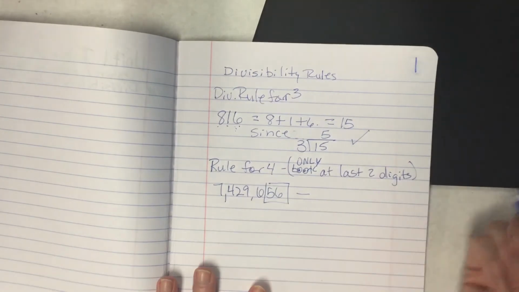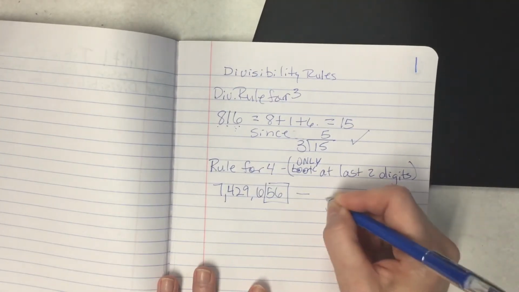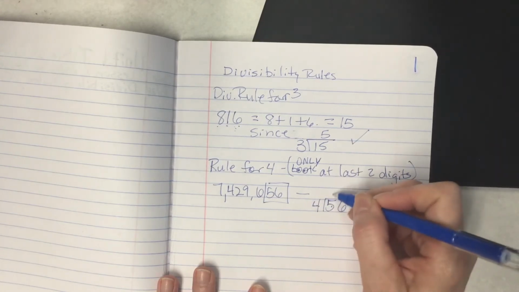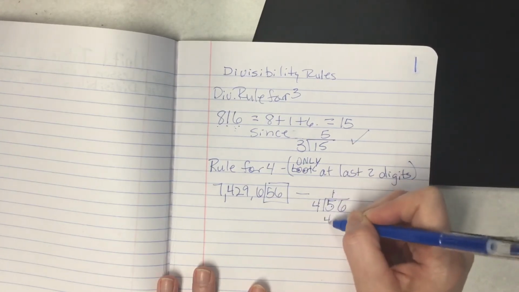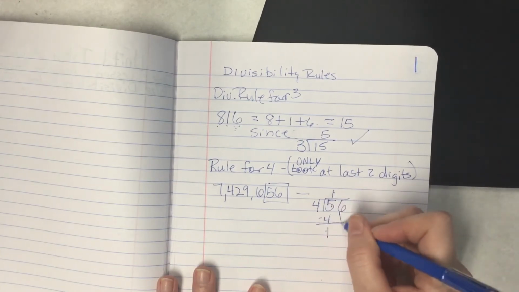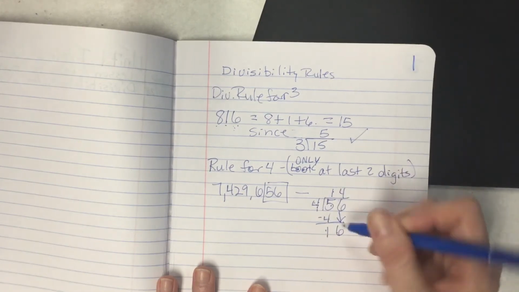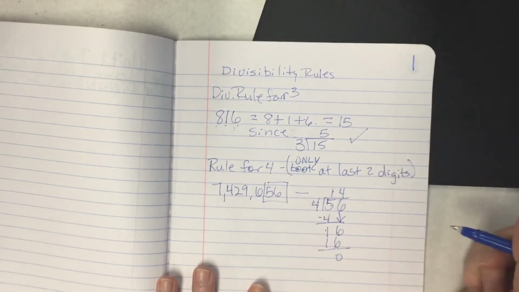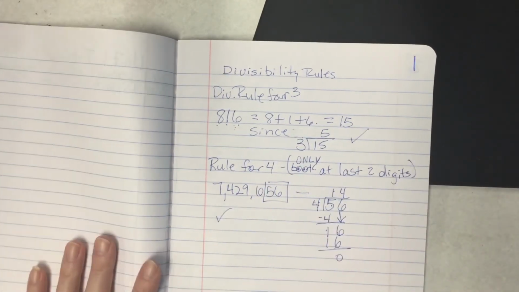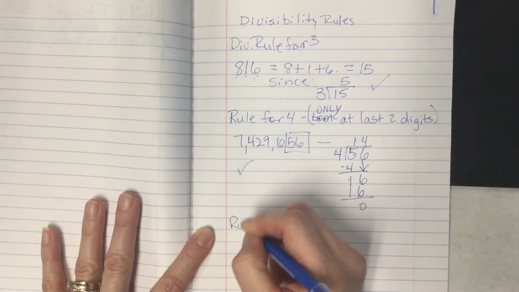And so to test it out, I can go right here, 5, 6. Is that number divisible by 4? So 4 goes into 5 one time. 1 times 4 is 4. Subtract, I get 1. 1 is less than 4, so I bring down the 6. 4 goes into 16 4 times, no remainder. So then yes, this number is divisible by 4.